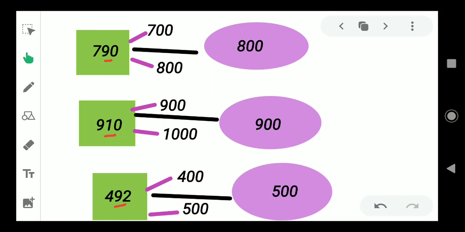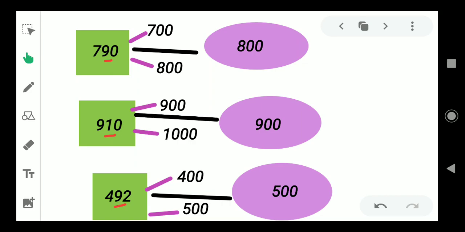Second question 910. Which are the two possibilities? 900 and 1000. Since the number in the tens place is 1, we should round it down. Answer is 900. Next one is 492.